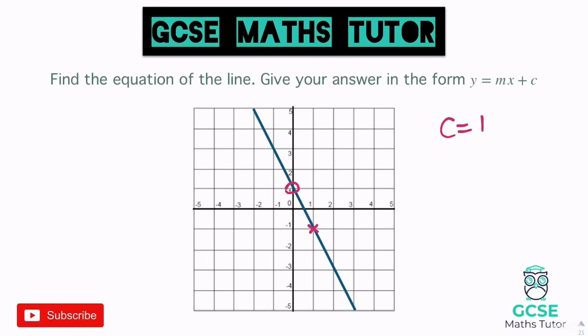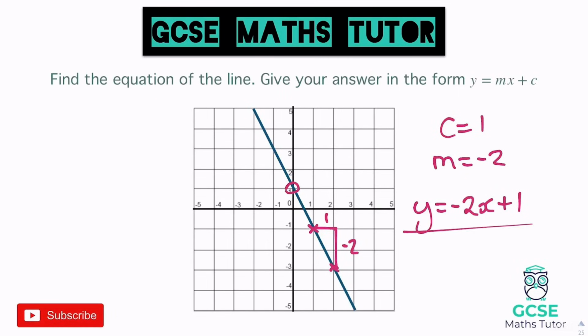We've got one here and one here, and now this time for 1 across it goes 2 down. So 1 across it goes down 2. So my gradient this time is going down, and we'd say it's -2, so the gradient is -2. So y equals mx plus c, we have y equals -2x plus the positive one there for the y-intercept, and there's the equation of that line.